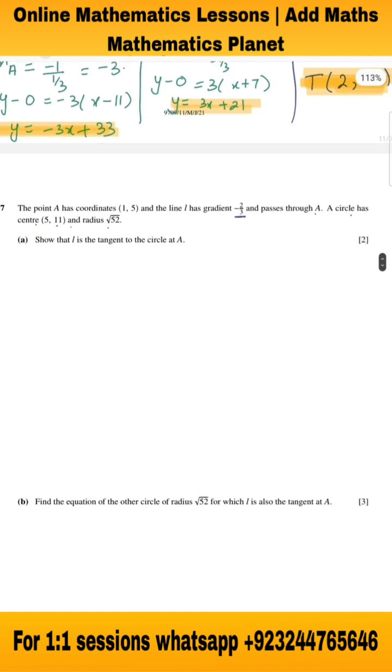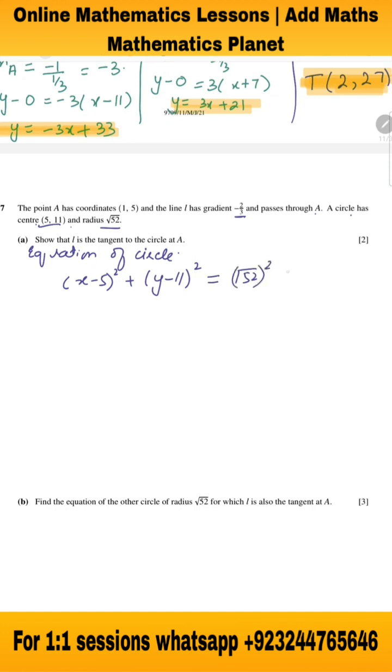So we will have to know the equation of the circle. So what is the equation of the circle? The circle has this center and this radius. So if we have the center and the radius, we can easily write the equation of the circle. (x minus 5) whole square plus (y minus 11) whole square is equal to (square root 52) whole square, which is equal to 52.